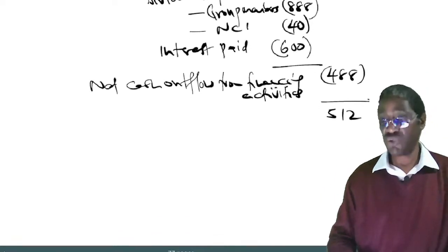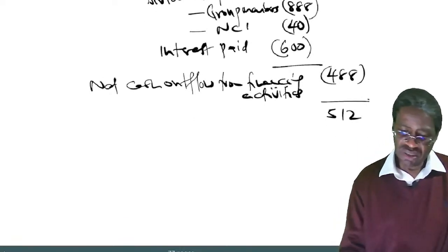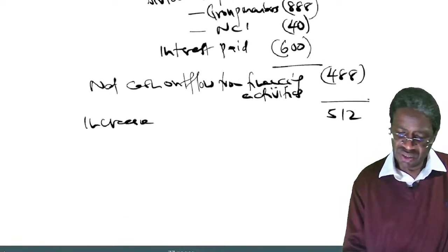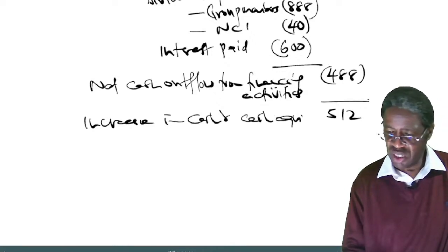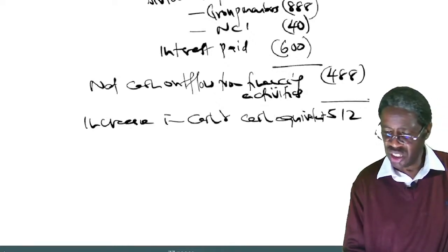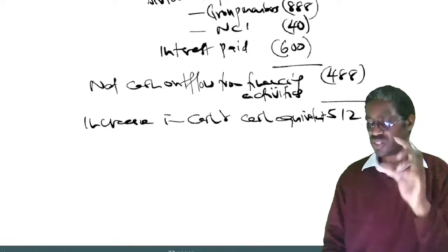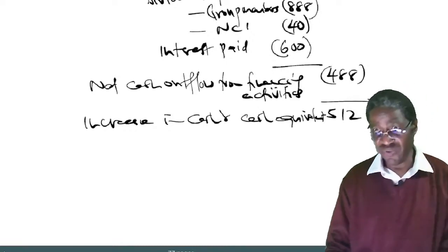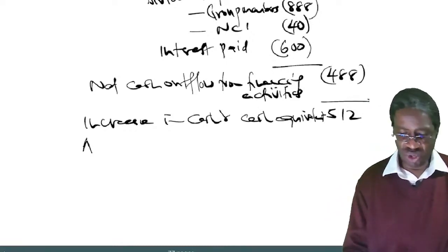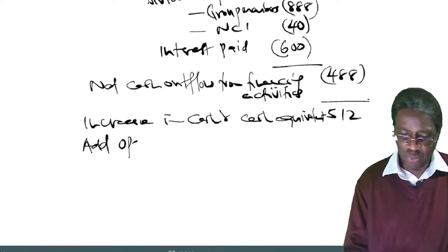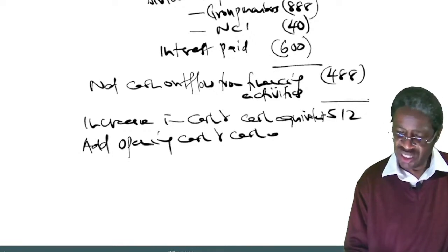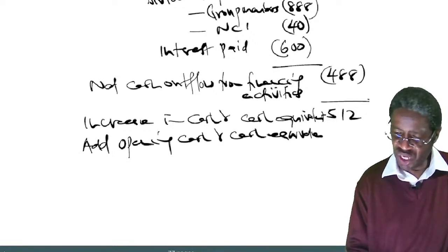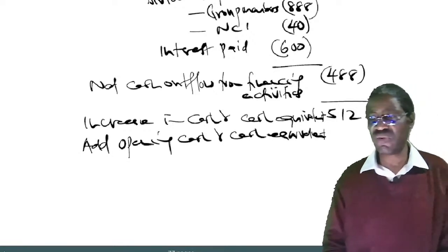I'm remaining with a balance of 512 positive. I call it increase in cash and cash equivalent. Then I told you, you add your opening cash and cash equivalent.